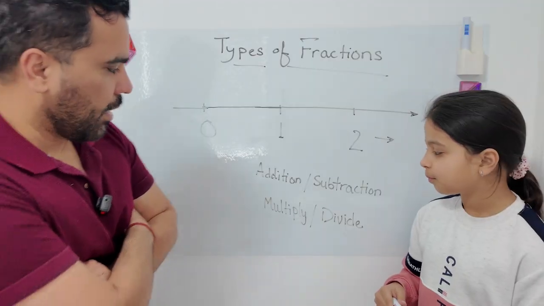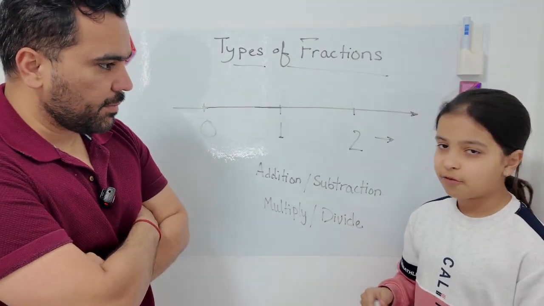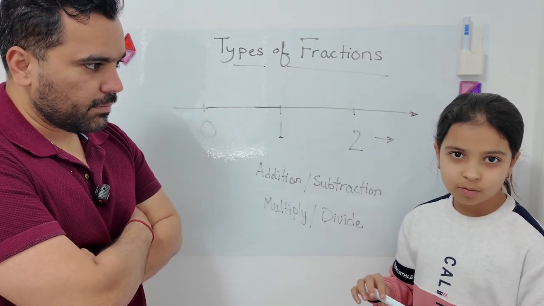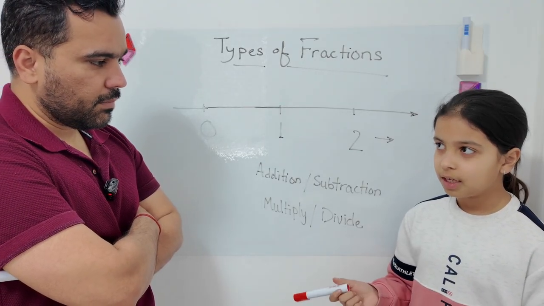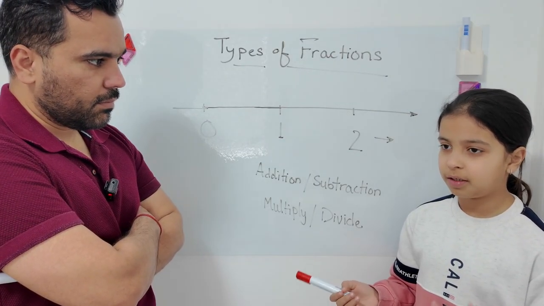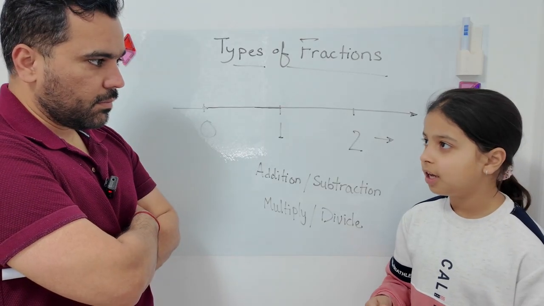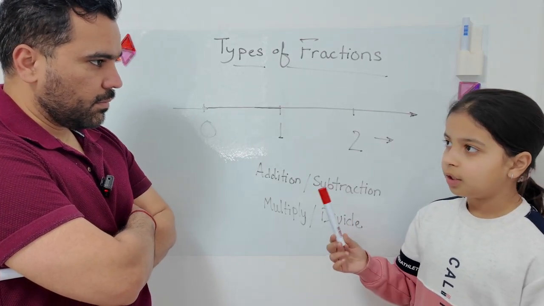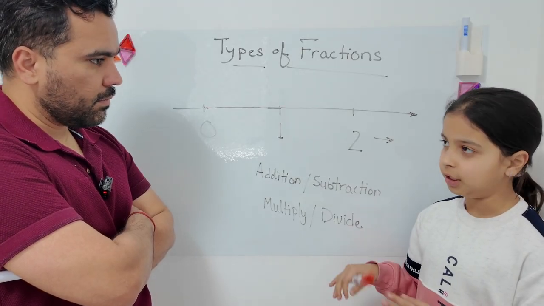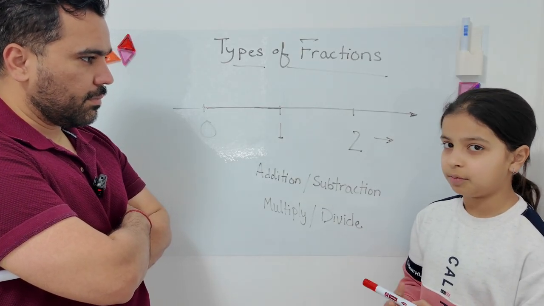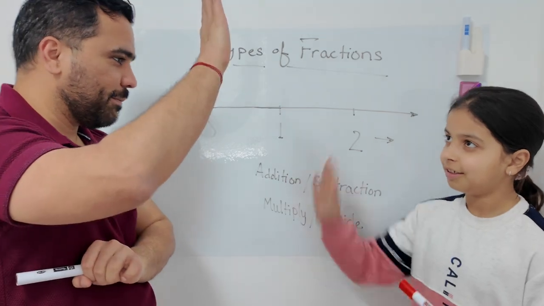Okay. What about multiplication and division? For multiplication, you multiply the numerators and denominators, and that gives you your answer. Sometimes you can simplify the numerator and denominator if needed. For division, you take the division sign and the second fraction and flip it around, and then it will give you your answer. Well done.